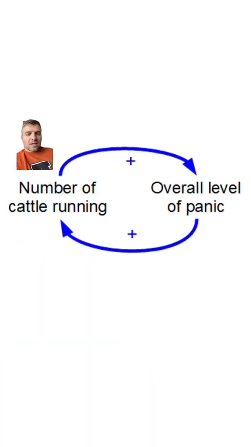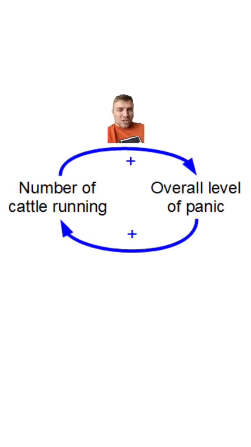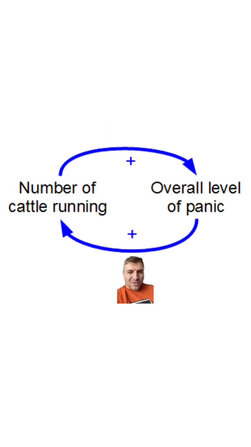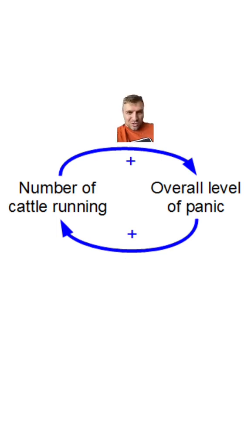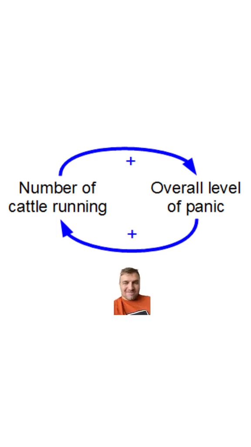There's an initial stimulus that makes some cattle run, which increases the overall panic of that herd of cattle, which then increases the number of cattle running, which increases the overall panic of the herd, which increases the number of cattle running. Again, this is a positive feedback loop until you have a stampede.